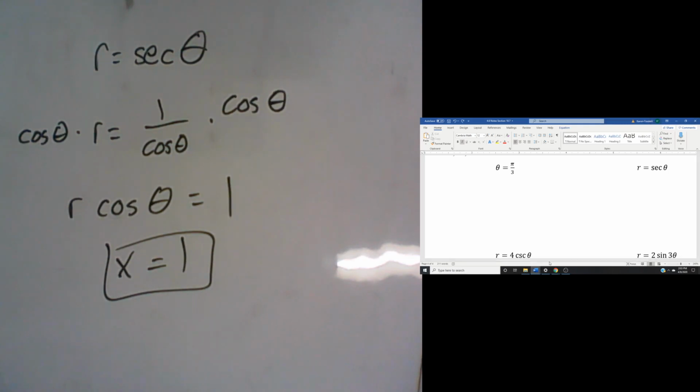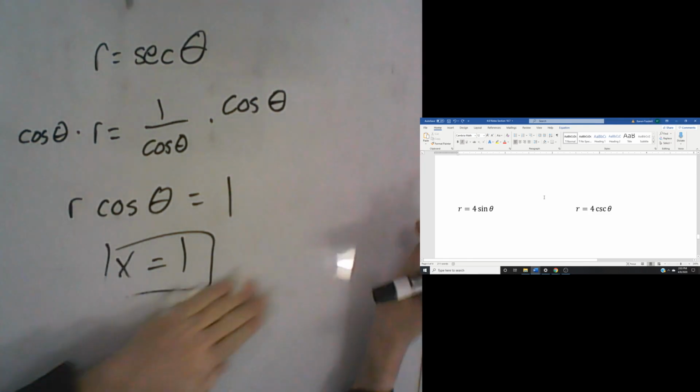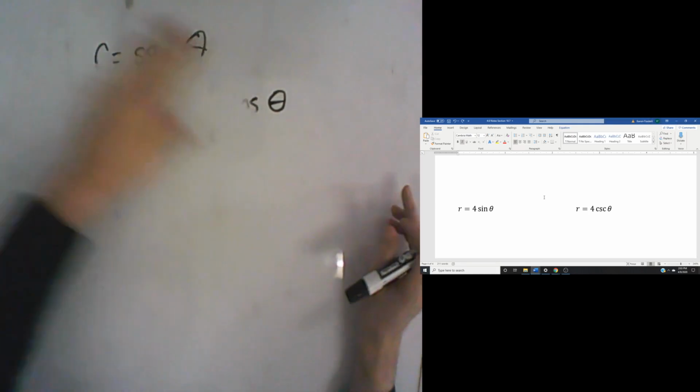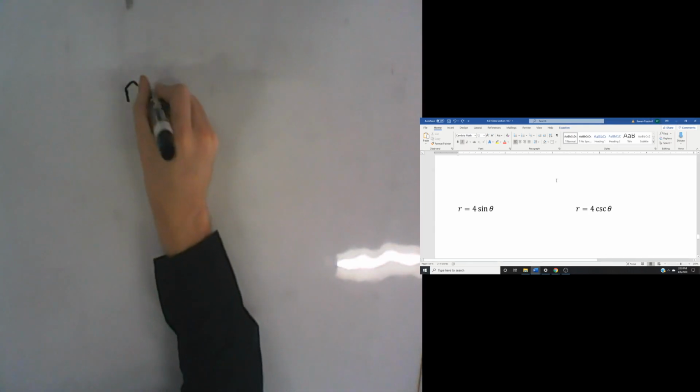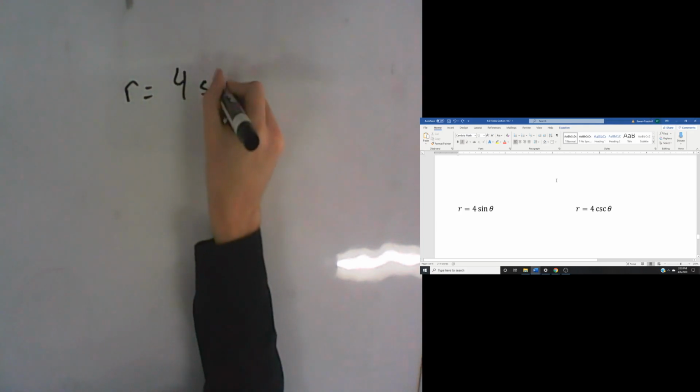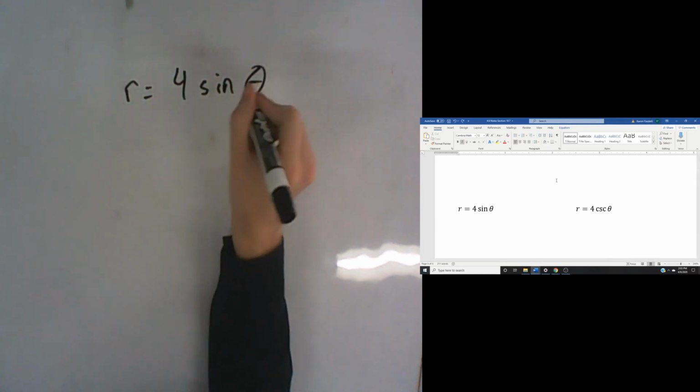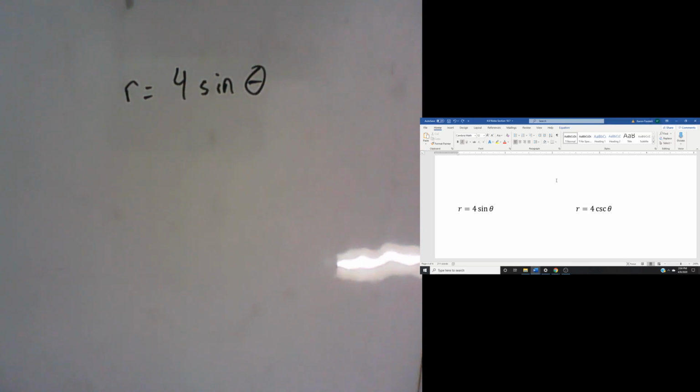Now, let's try sine, because I don't feel like it was that clear. Do one last question, and then we will be done. R equals 4 sine theta. What do we do here?